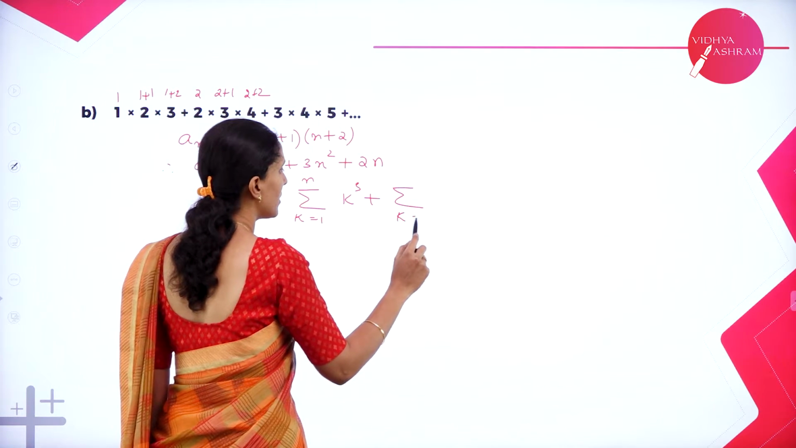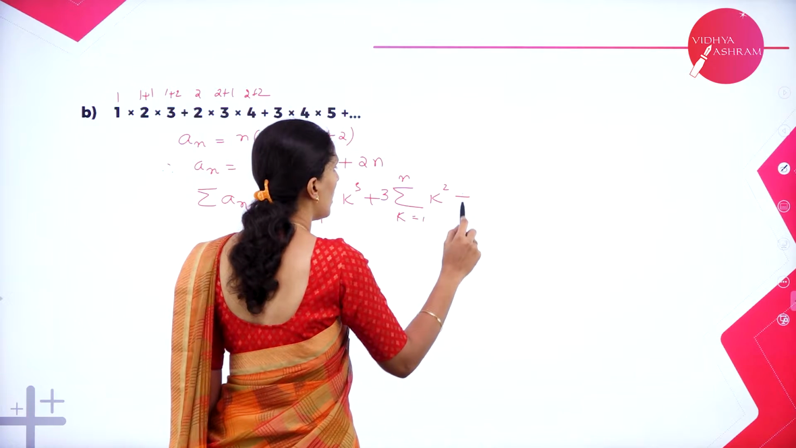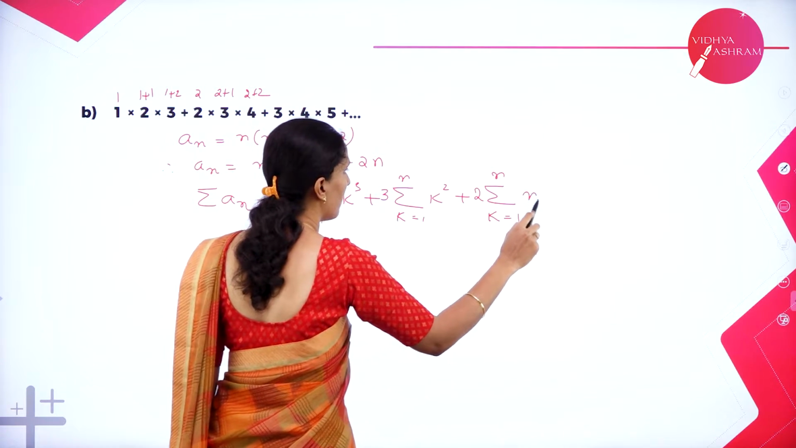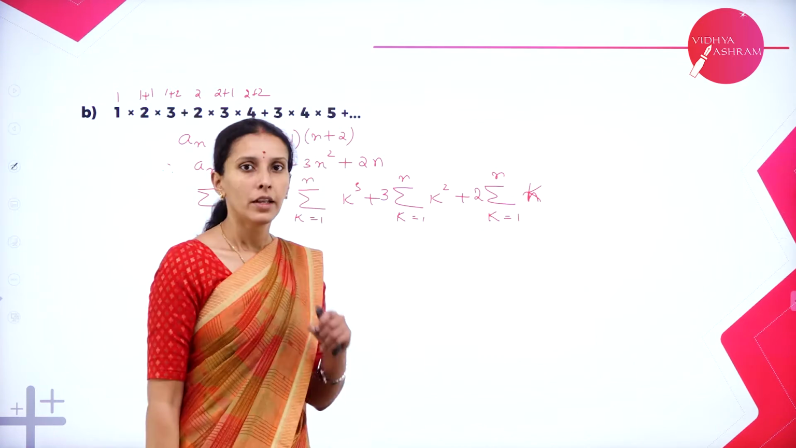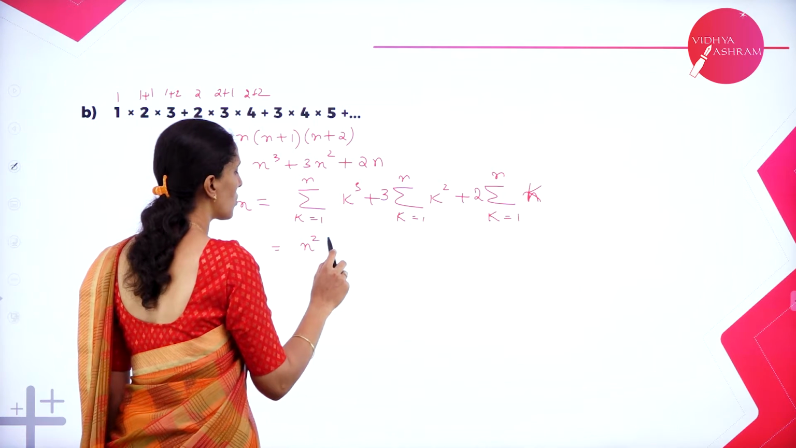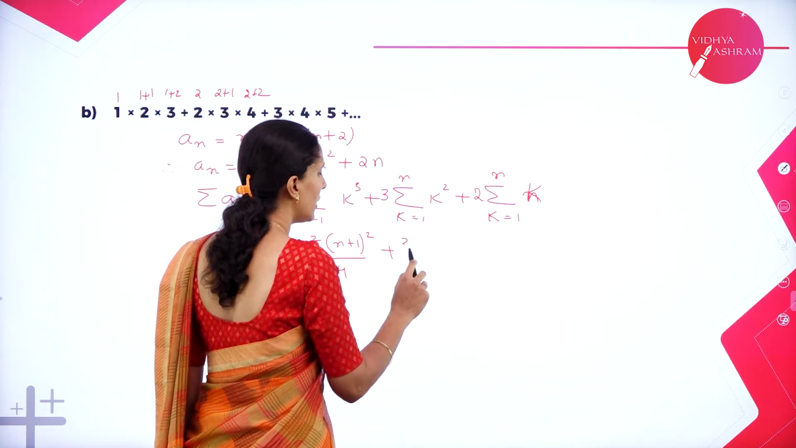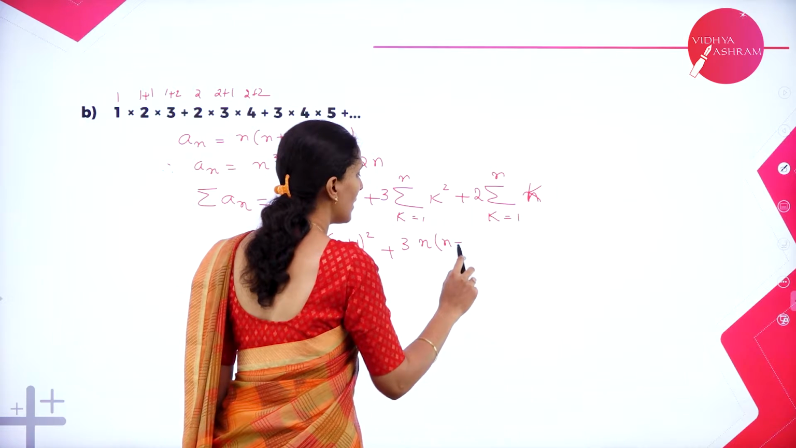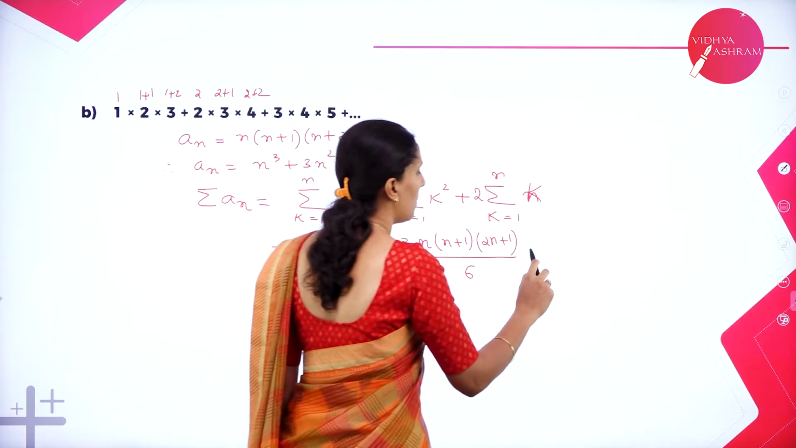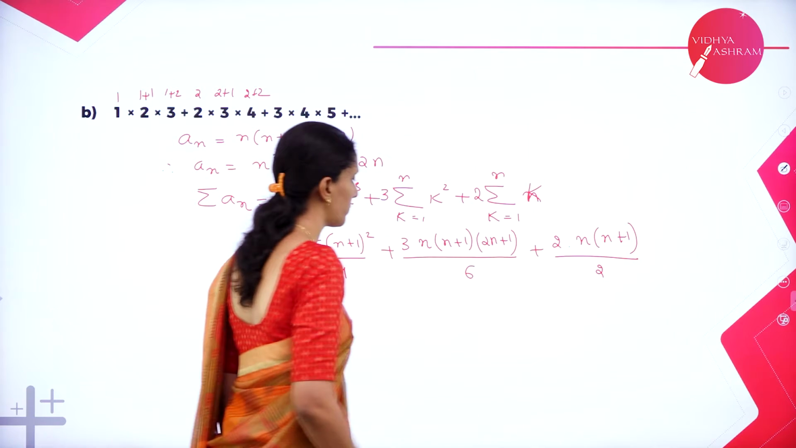Summation k varies from 1 to n. You can take 3 as a constant outside, plus 2 outside, summation k from 1 to n. Now we know the formula for all these special series. Let us apply it. It is n squared, n plus 1 whole squared divided by 4, 3 into n plus 1 into 2n plus 1 divided by 6, plus 2 into n plus 1 divided by 2.